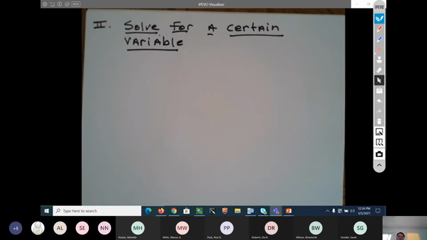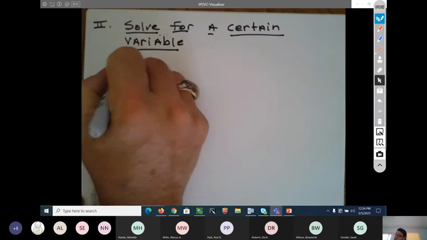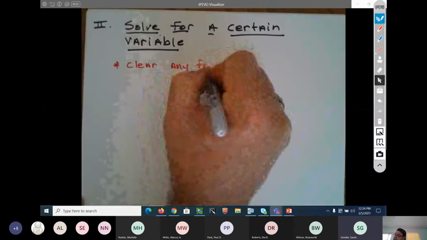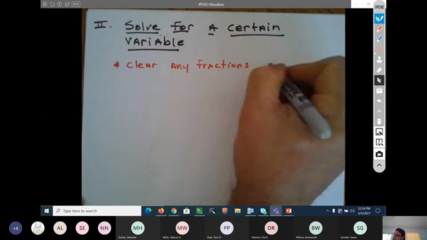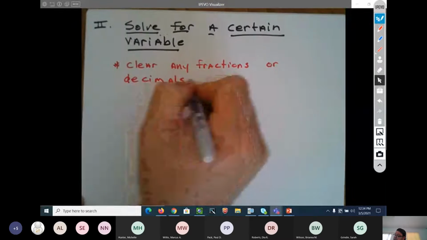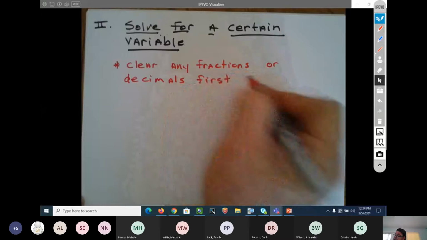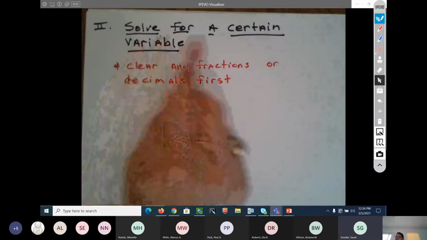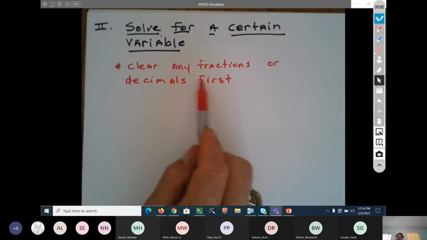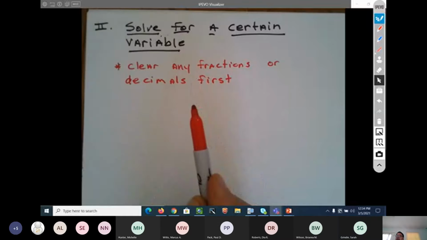Now, there's only one thing I will tell you here to put in red. Always make sure you clear any fractions or decimals first. Now, this is a Hubertism. I tell students, when you're solving for a certain variable with formulas, always make sure you clear any fractions or decimals first. Then you worry about solving.